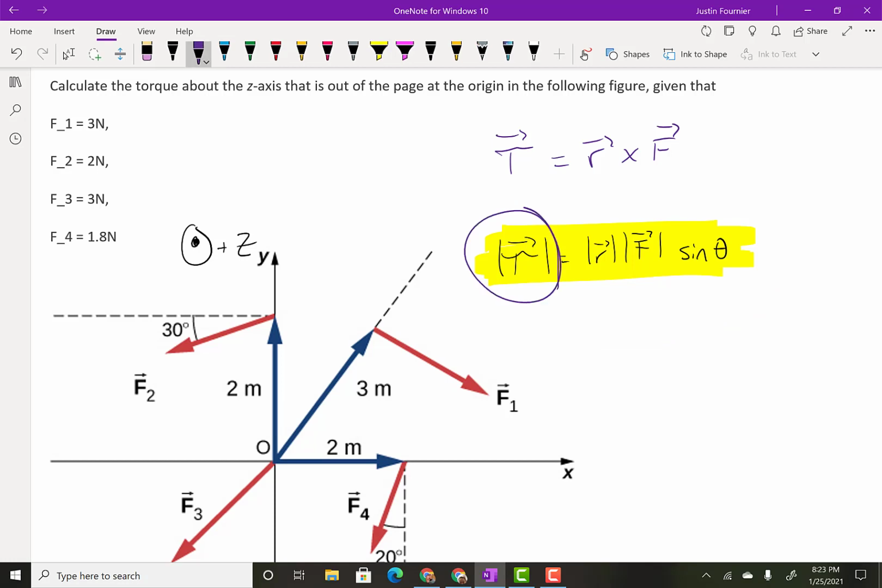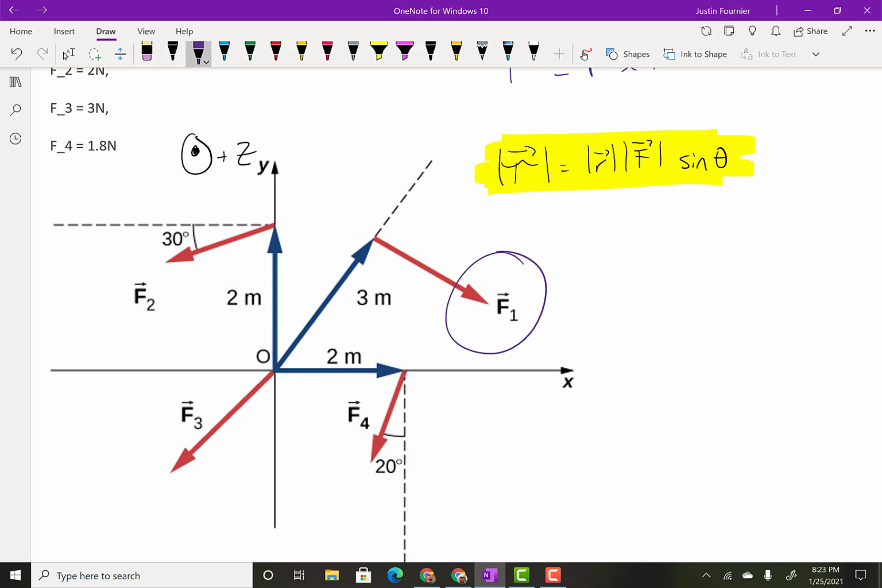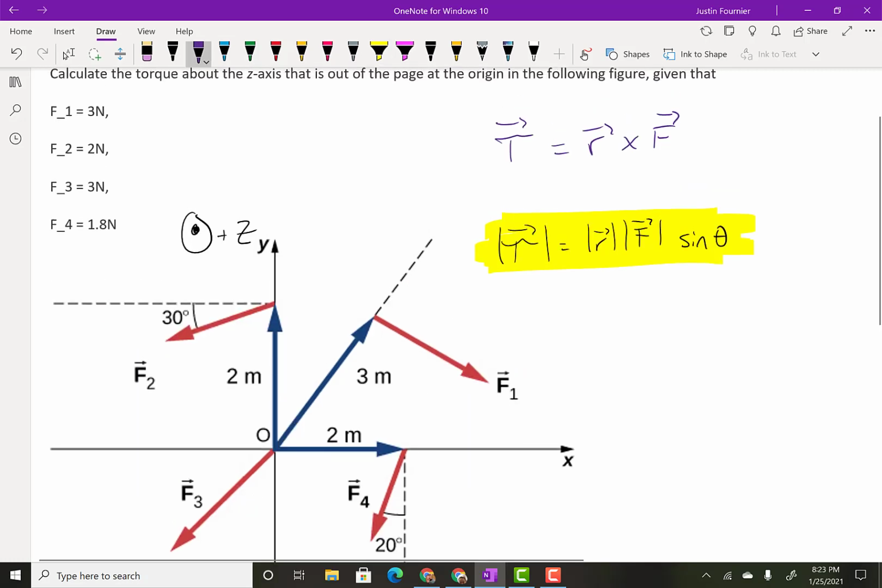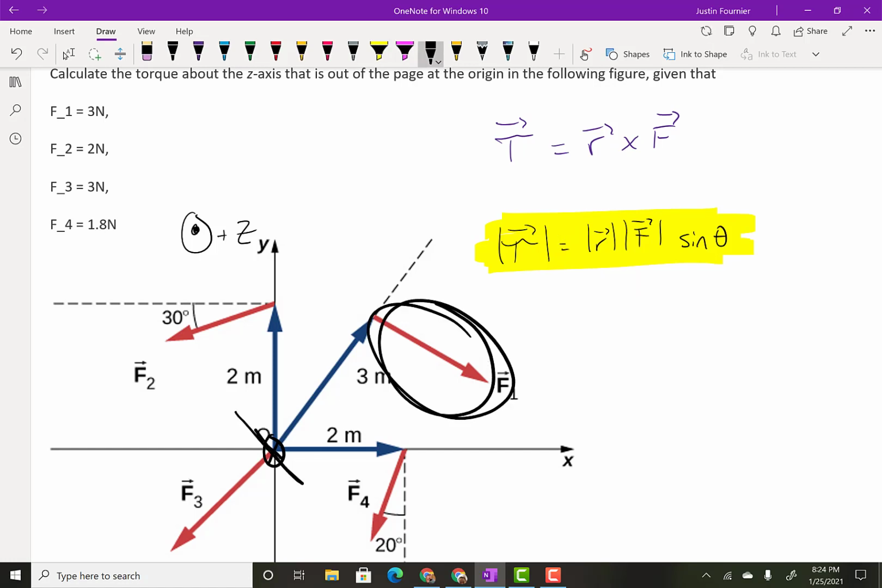Any object that exerts a force is going to exert a torque. So technically I should have 1, 2, 3, 4 torques, although one of these is actually going to be a 0 torque, and we'll see why. To get that torque, it's the r vector, which is the distance from the axis of rotation. Here's my axis of rotation, what's being denoted as my axis of rotation. So it's the r vector, the distance from the axis of rotation to where the force is applied.